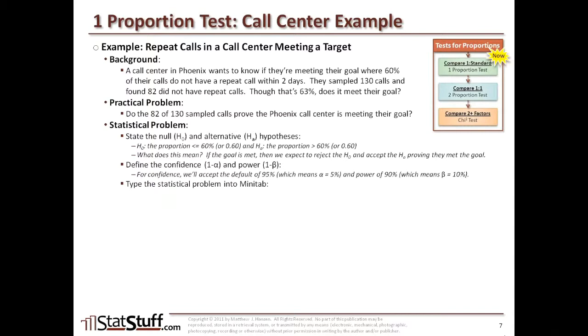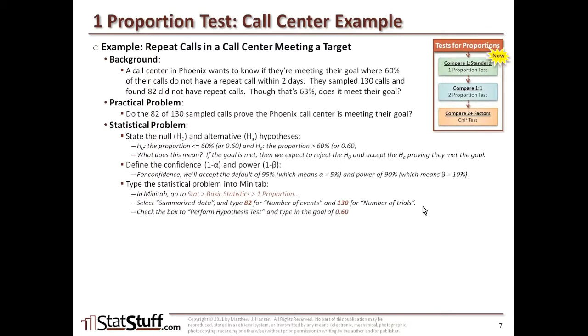Now, we're going to type out the problem in Minitab, and in Minitab we're going to go to Stat, Basic Statistics, and One Proportion. We're going to select Summarized Data, and we're going to type in 82 for our number of events and 130 for the number of trials based off of the data in this sample.